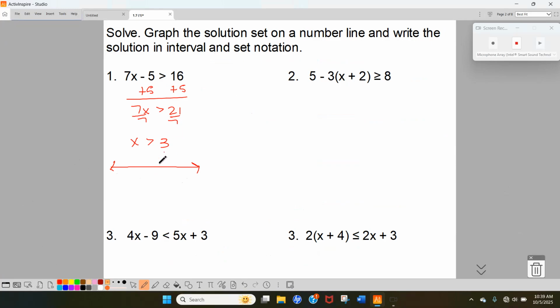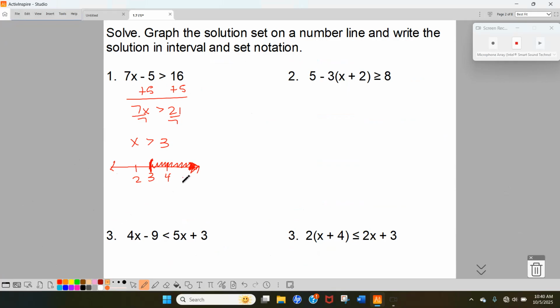All right, so on a number line, I'm just going to center around 3 and let's show that we know what numbers are around 3. And then again, normally this would be an open circle, but we're going to do a parenthesis and we're going to go towards bigger numbers. So I'll do my parenthesis this way and shade towards the numbers that are bigger than 3. And then your interval notation basically looks like that.